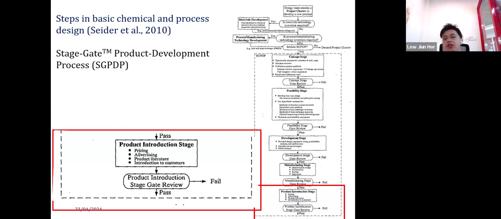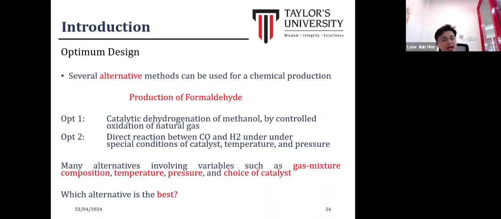Remember, design is always an open-ended task. So far, any questions before we proceed? If not, then maybe I can proceed a bit.